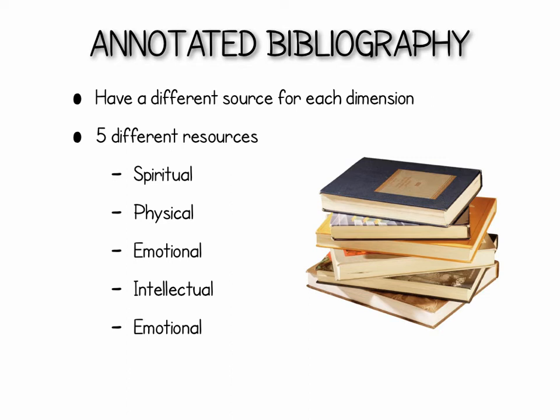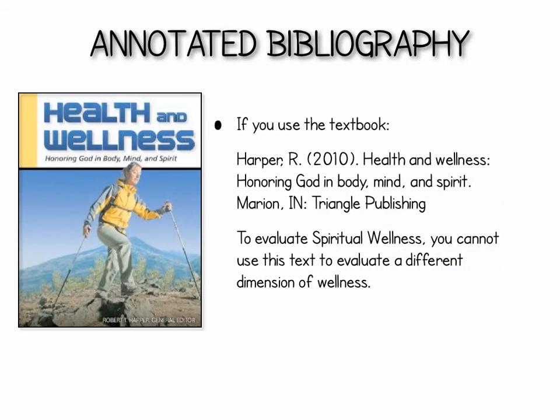It's also important to note that you are likely to find one particular source that covers all the different dimensions of wellness. For example, if you were to use our textbook, Health and Wellness, Honoring God and Body, Mind, and Spirit, you'll find that all the different dimensions are covered. You can use this to review only one dimension of wellness. You cannot cite this textbook for an additional source. So be sure you develop a good body of references that you can pull from and refer to.